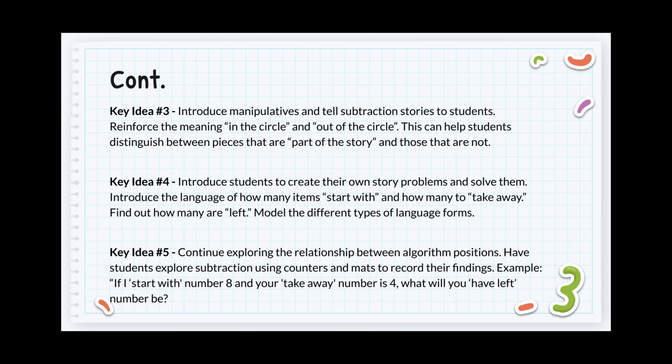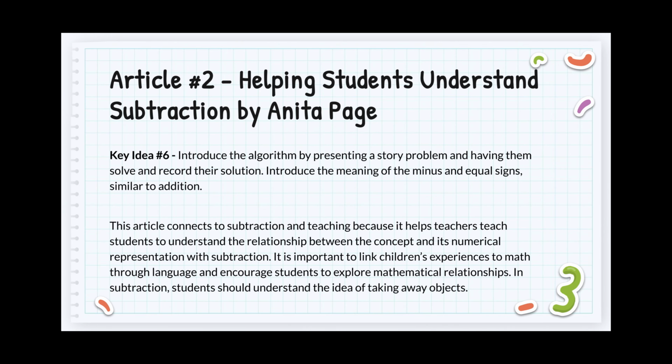And in key idea number 5, continue exploring the relationship between numbers and operations. Have students explore subtraction using counters and math to record their findings. For example, if I start with the number 8 and your takeaway number is 4, what will you have left? And then key idea number 6, it is important to introduce the algorithm by presenting a story problem and having them solve and record their solution. Introduce the meaning of minus and equal sign, similar to addition.